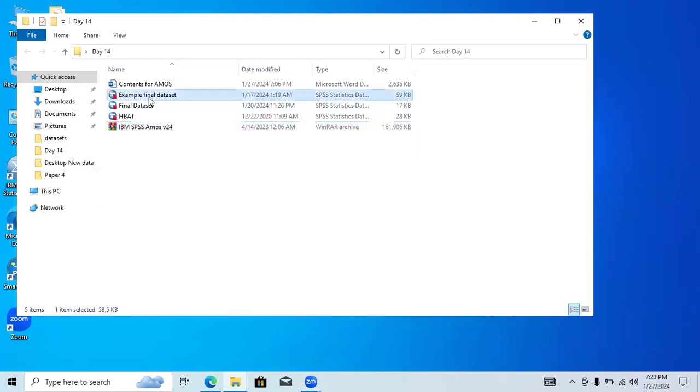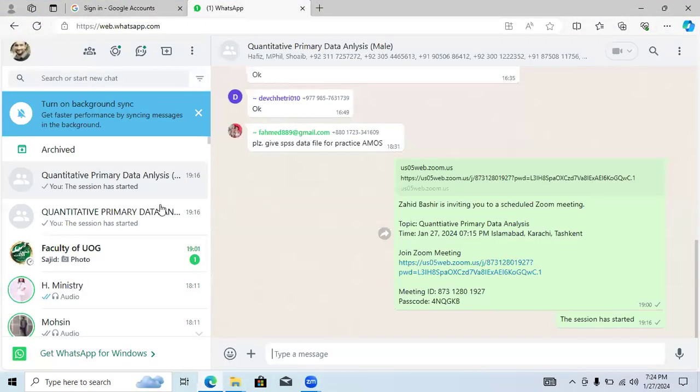We will use the previously used SPSS data set, like the example final data set that I used in my 11th or 12th session, or the final data set that I used in my previous session, yesterday's session. And there is another data set that I will use. I will share all these three data sets with you in your groups.